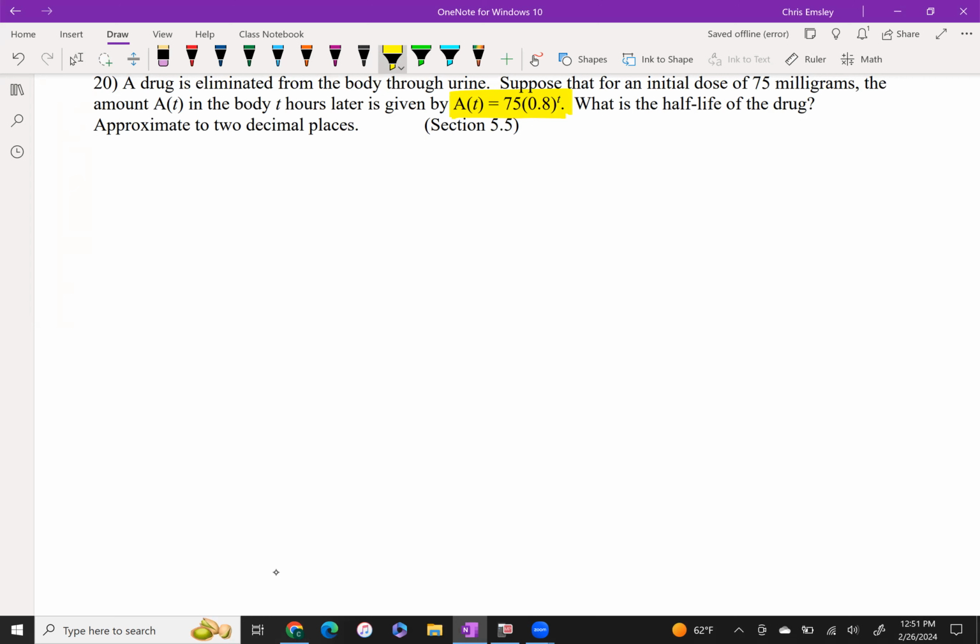Okay, when they are asking for half-life, they are asking us to solve for T. And specifically, the half-life is how much time does it take for us to have half the amount we started with. So here's the function. They gave us a nice equation here in this problem. We should recognize, but also they spelled it out in the problem, when you have an exponential function, the coefficient here on your exponential is your starting value, okay? And it also says up here, we had an initial dose of 75.